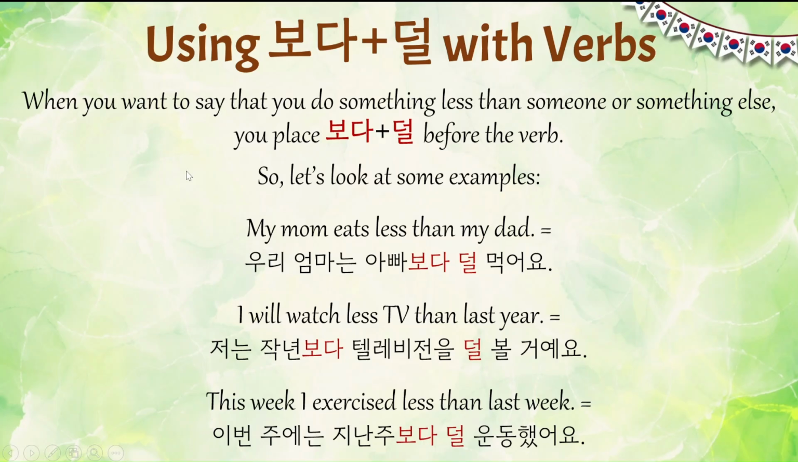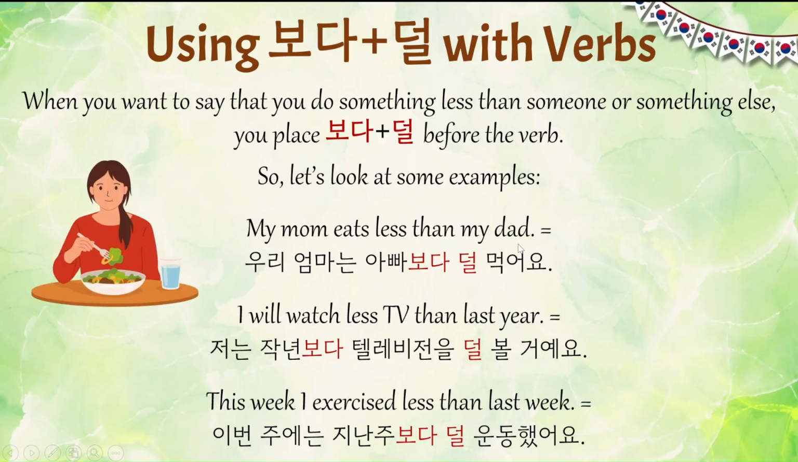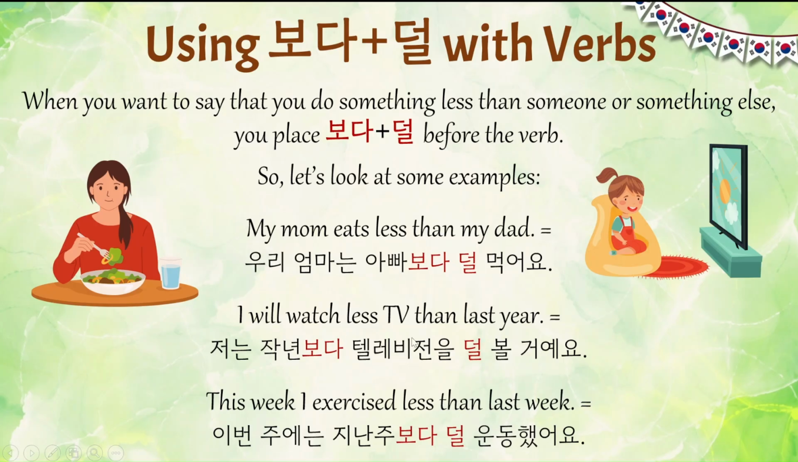My mom eats less than my dad. 우리 엄마는 아빠보다 덜 먹어요. 우리 엄마, my mom. Dad, 아빠. Eats less, 덜 먹어요. Eats less than my dad. 아빠보다 덜 먹어요. Okay?